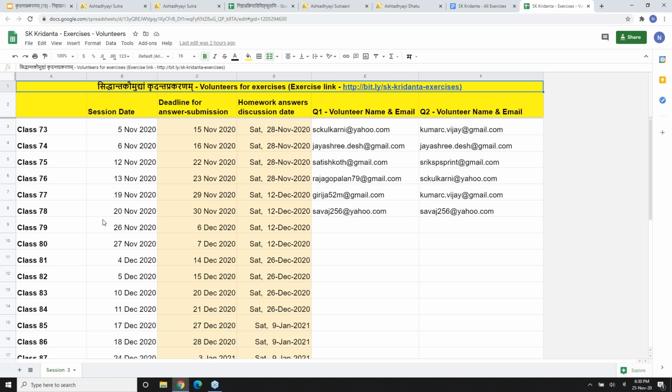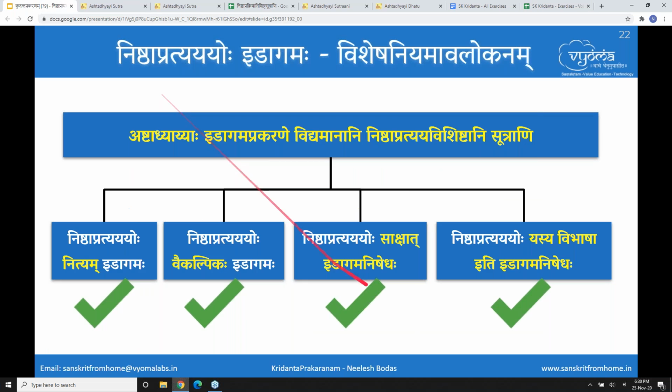The homework discussion sheet is already over here. Today is 26th November. The deadline is 6th December. We will discuss this particular homework on 12th December.